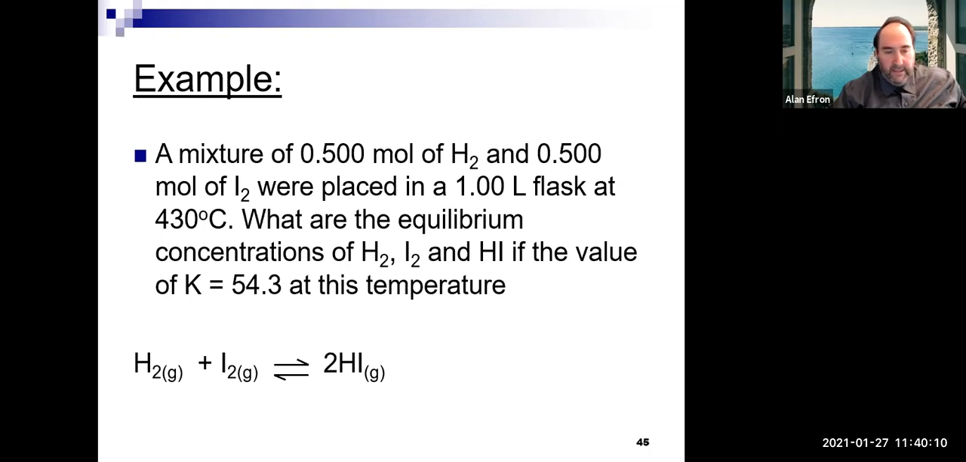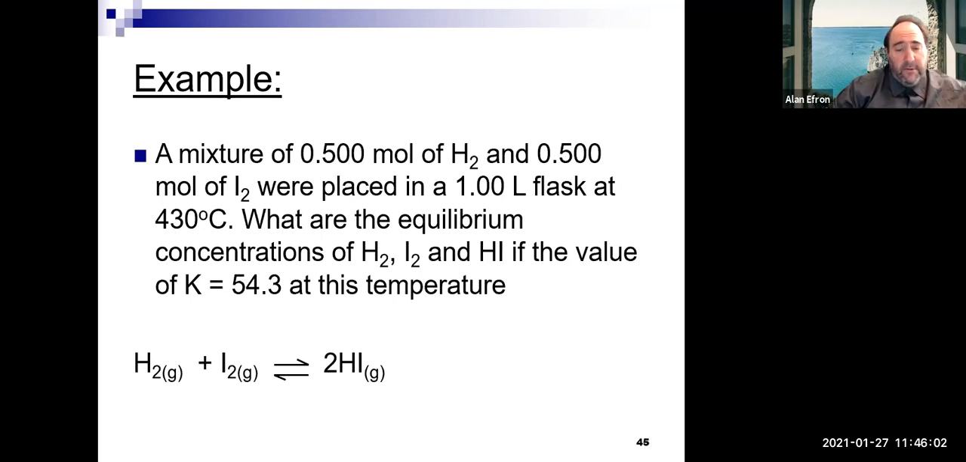Here we have 0.5 moles of H2 and 0.5 moles of I2 placed in a 1 liter flask at 430 degrees Celsius. We're looking for what everybody's concentrations are once we reach equilibrium, and they do give us a K value. So this is definitely an ice table type problem.